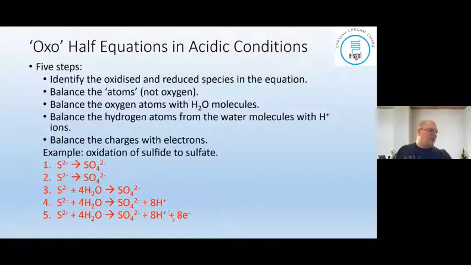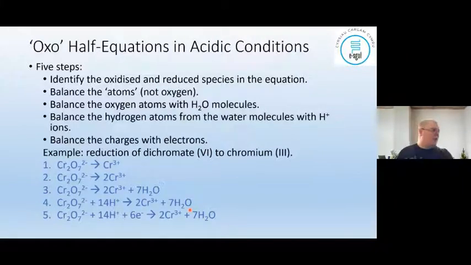So we need to add electrons on this side, and we need to add 8 so that we have a total of -2 on the right-hand side. Let's have a look at a slightly more complicated example to do with reduction.